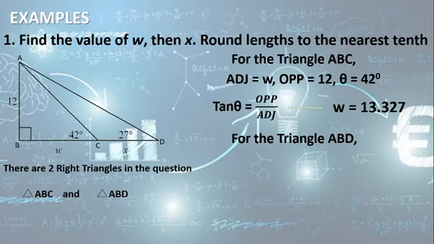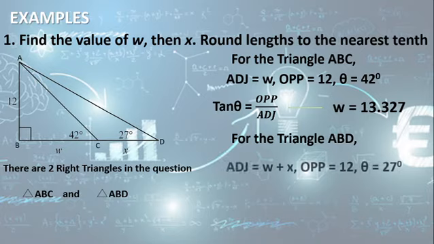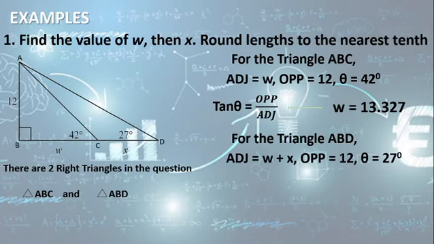The side that is facing that angle is still the vertical side, which is 12, so our opposite will remain 12. But our adjacent will become the entire length of line BD, which would be W plus X. Do you understand that? W represents from B to C, and X represents from C to D. So we add both together to get the value of line BD.